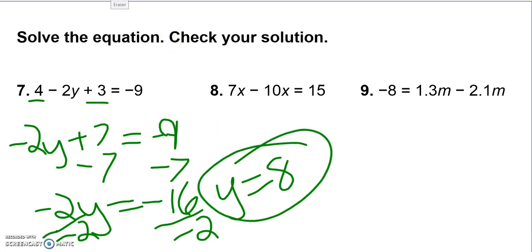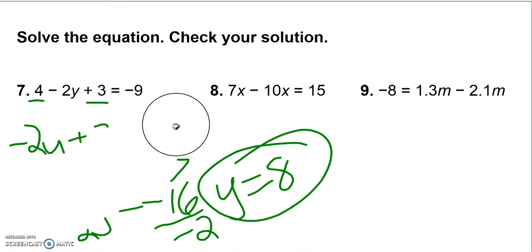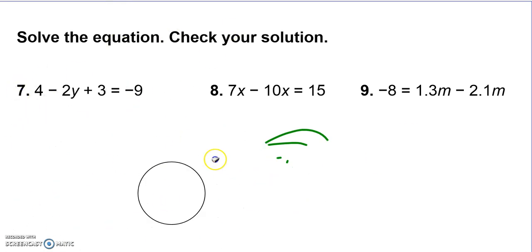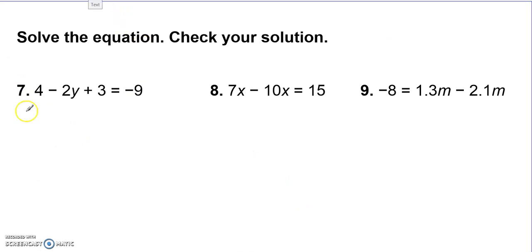And I have to erase that because clearly I wrote everywhere, like always. Y equals 8. So please check that in your notebook.